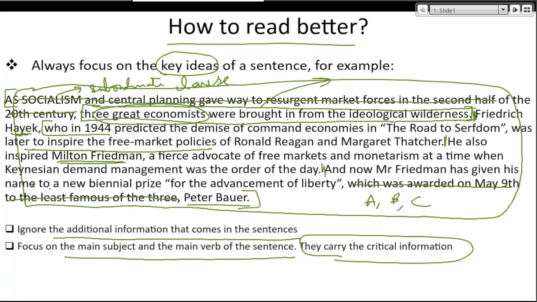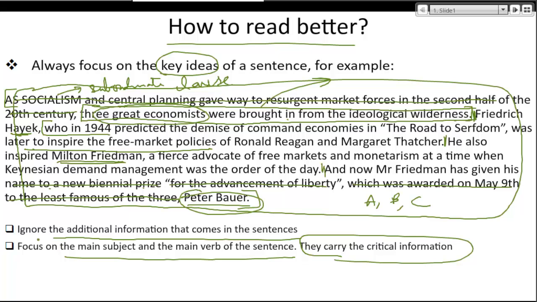Now, things like, Friedman has given name to the biennial prize for the advancement of liberty. That's fine. But I know that Friedman is the second guy who came to the forefront, and the third guy is Mr. Bauer, and the first guy is Mr. Friedrich Hayek. So my suggestion is that when you read something, you have to keep away from the minute details of the passage, and that you will gradually develop intuitively.